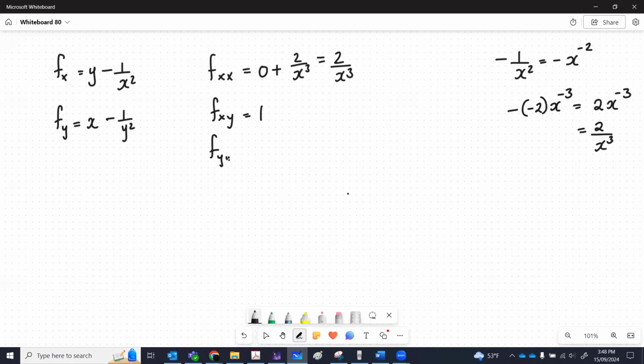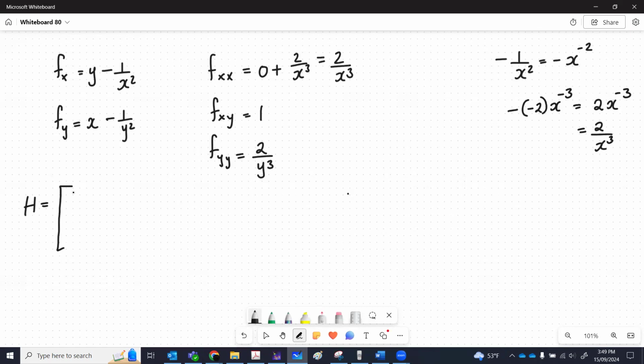And then we have f_yy. So we take our first order partial derivative with respect to y, and then differentiate it again with respect to y. The derivative of x will be 0, and then here the derivative of minus 1 over y squared. When I do it in a manner similar to this one, I will end up with positive 2 over y to the power of 3. Okay, so now I have all the derivatives I need. I write down my Hessian matrix.